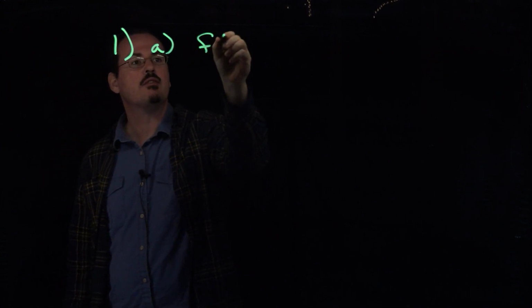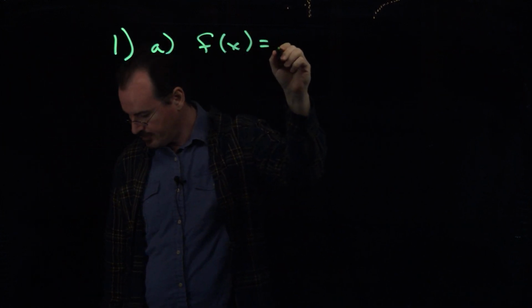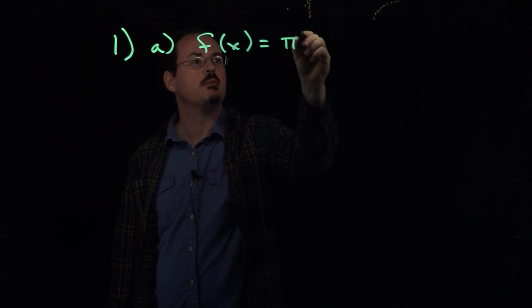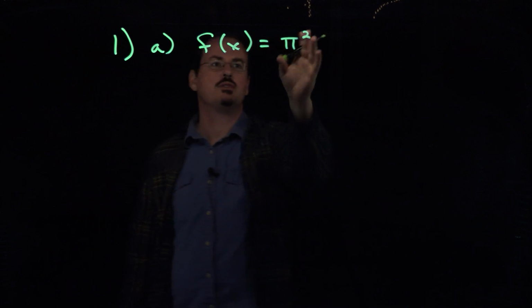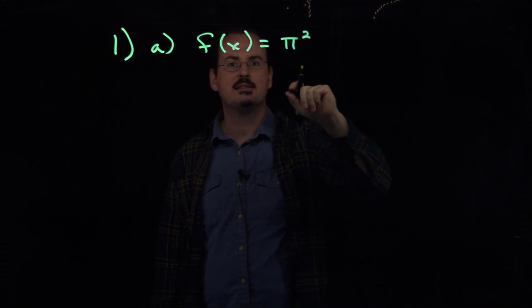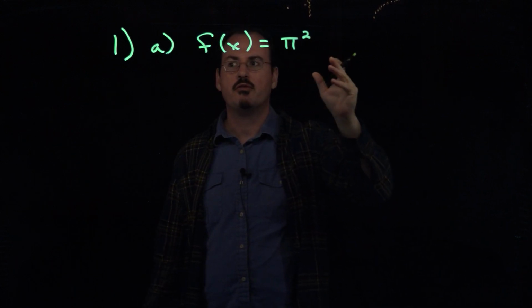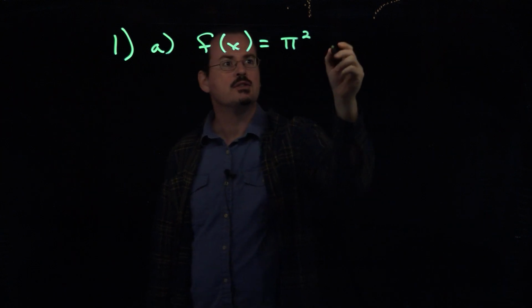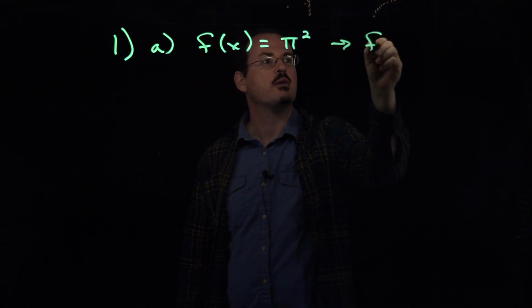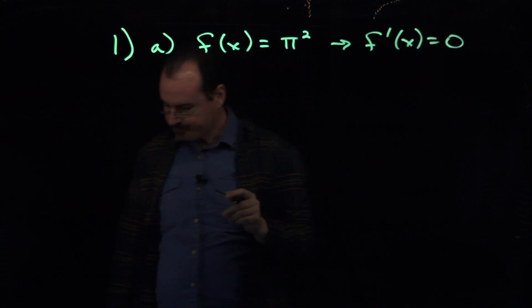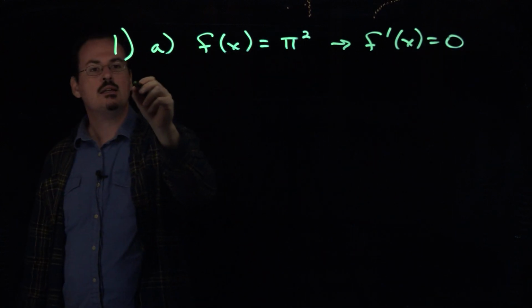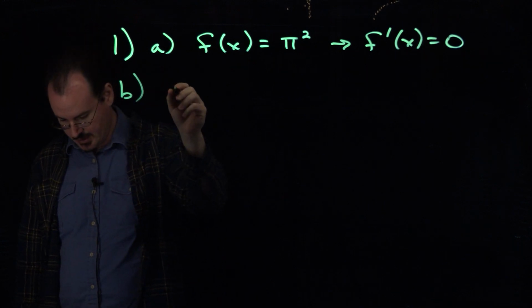The first one is f of x is equal to simply pi squared. So this is maybe a little bit of a trick question. When you see that squared, you might think that, oh, well, we have to use the power rule here. But remember that pi is a constant. And so the derivative of any constant is just 0. So for this one, it doesn't matter what the constant is. The derivative is 0.